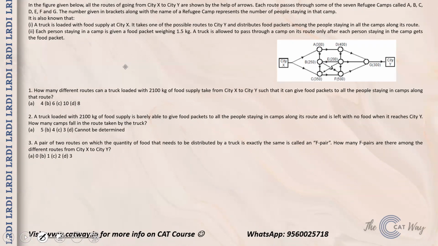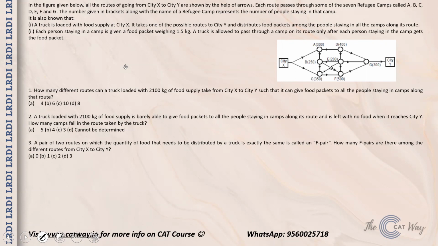in that camp. It is also known that a truck is loaded with food supply at city X and it takes one of the possible routes to city Y and distributes food packets among the people staying in all the camps along its route. Now each person staying in the camp is given a food packet weighing 1.5 kg and a truck is allowed to pass through a camp on its route only after each person staying in the camp gets the food packet.